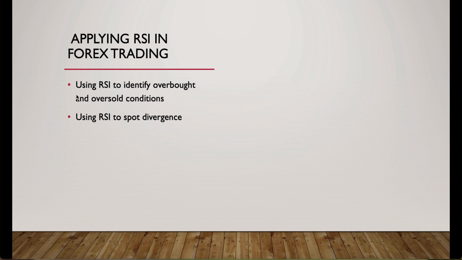Divergence is a bit more confusing compared to the overbought and oversold. So this is something that you'll get onto when you're on the advanced level. I'll be doing another video to explain the divergences and how they work in Forex as well. But for now, we will stick to the basics and how it works, and the overbought and the oversold. And we can use that also as overbought and oversold.